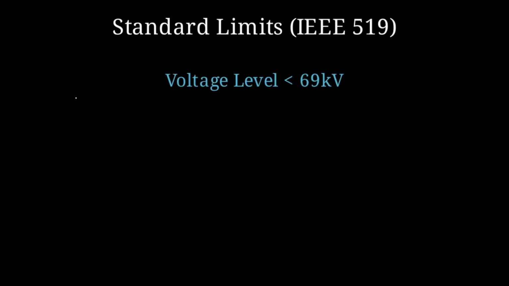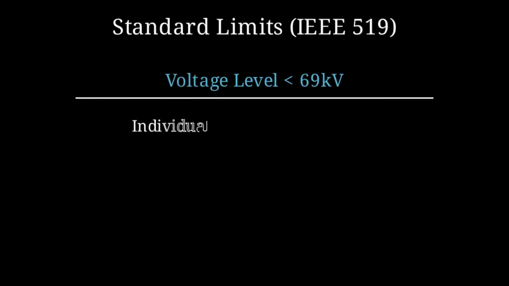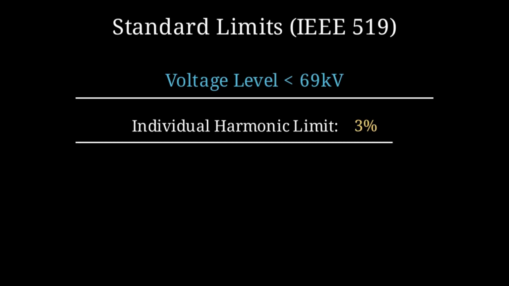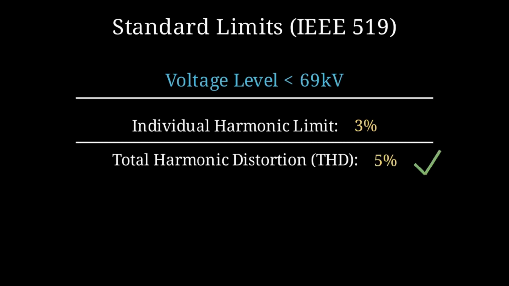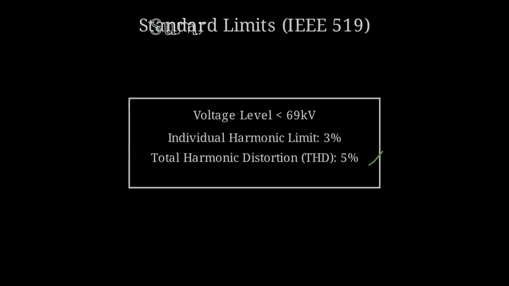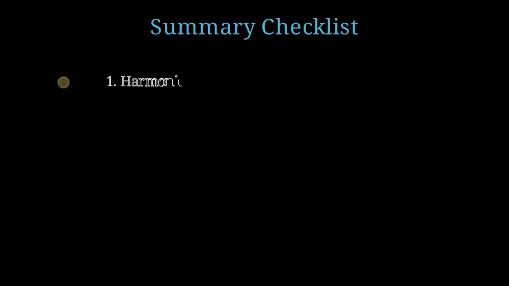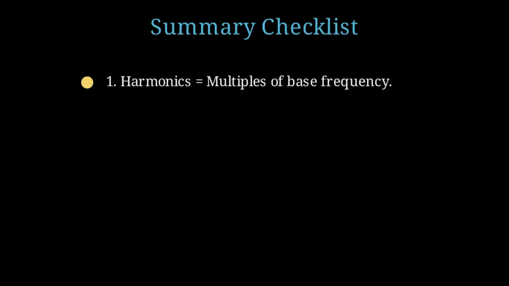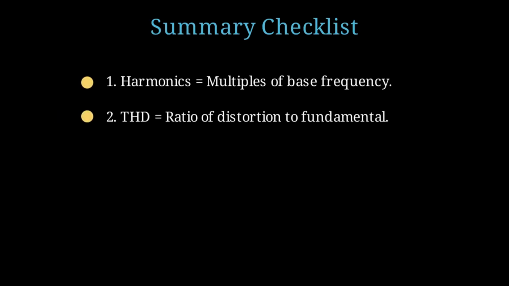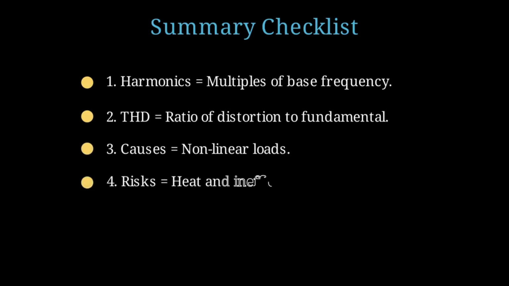Standards like IEEE 519 provide guidelines for acceptable distortion levels. For most general systems, a voltage THD limit of 5% is the target to ensure reliable operation of all connected electronic devices. To summarize, harmonics are integer multiples of our base frequency caused by nonlinear loads. THD measures this cumulative distortion. High THD leads to wasted energy, overheating, and potential equipment failure if not properly mitigated.